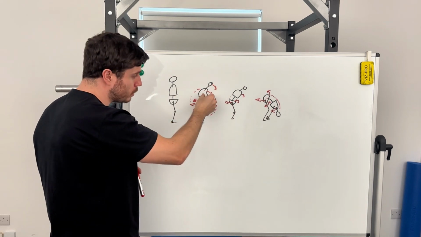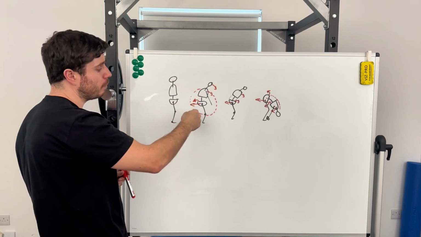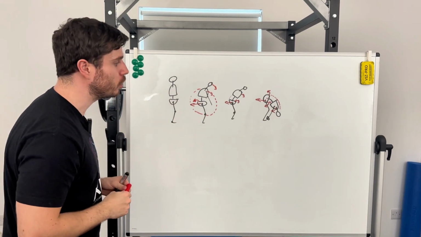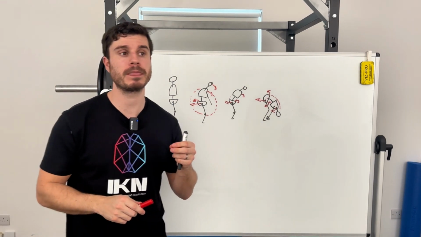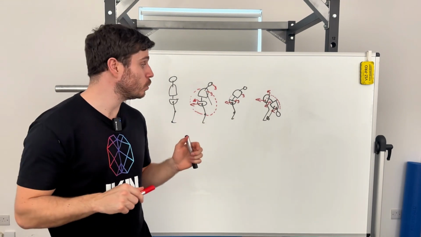So the forward rotation of the thoracic spine, the backward rotation of the pelvis. And of course, we can use this type of analysis when we're looking at other segments as well. Okay, so again, hopefully that made sense.